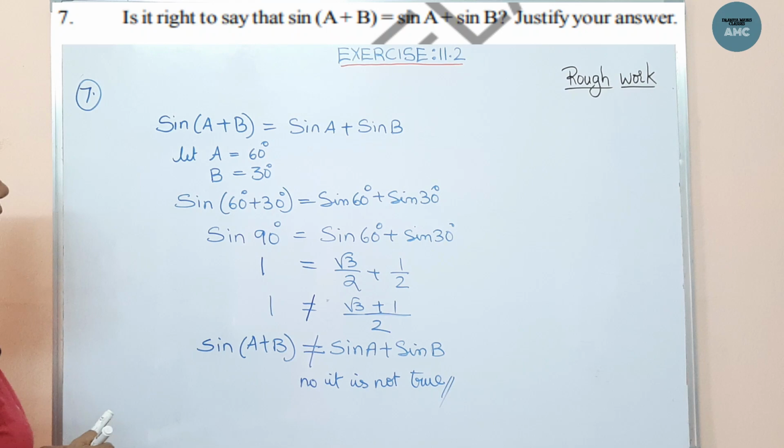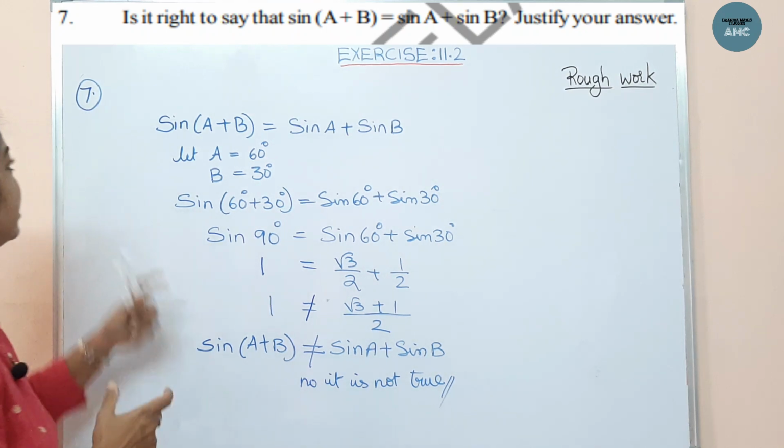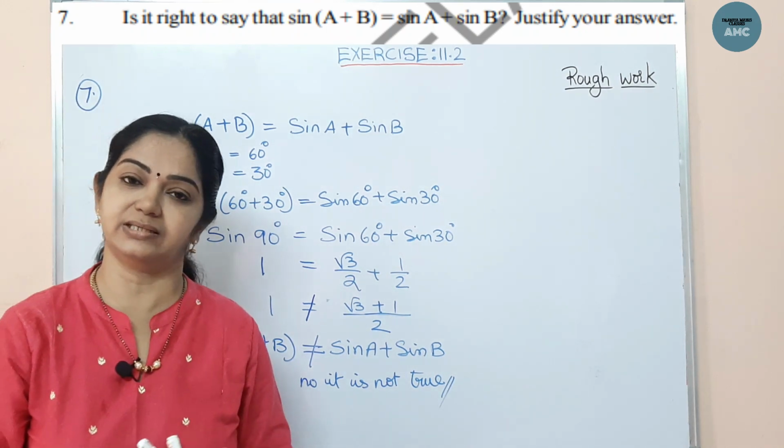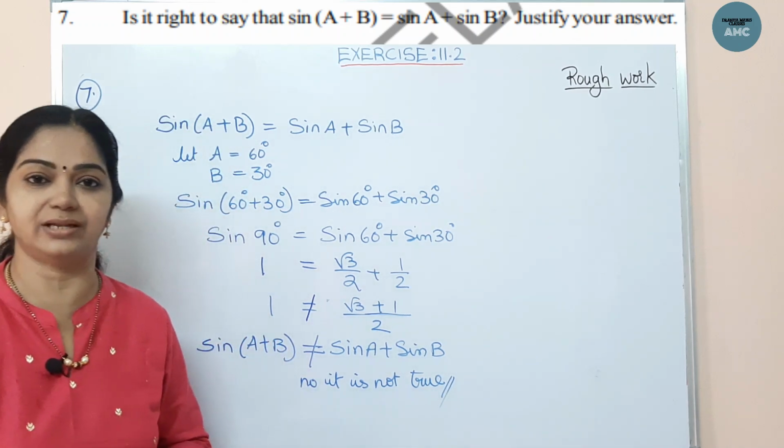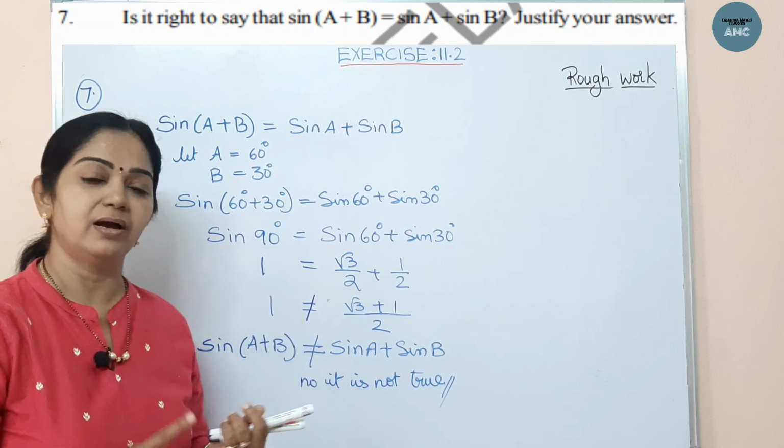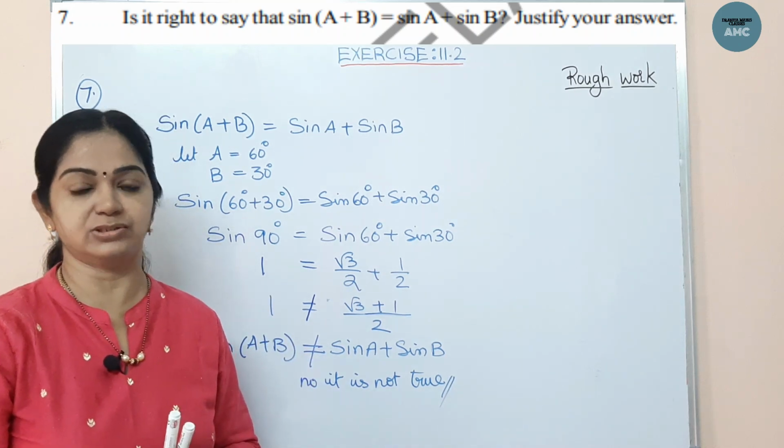Now, quickly note it down, and with this we have completed exercise 11.2. So students, practice the sums on the trigonometric values because they will surely come for half mark, 1 mark and 2 marks objective type.